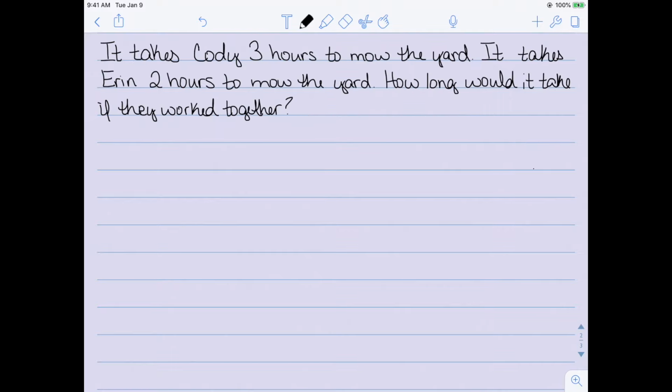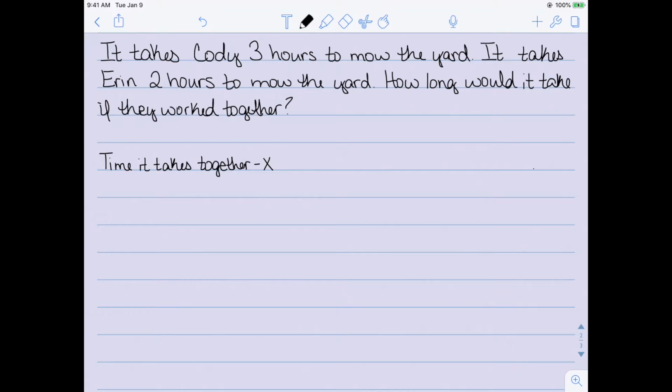It takes Cody 3 hours to mow the yard, and it takes Aaron 2 hours to mow the yard. So how long would it take if they worked together? Well, let's start organizing the information that we have. We'll let x be the time that it takes them together. This is what we're looking for.